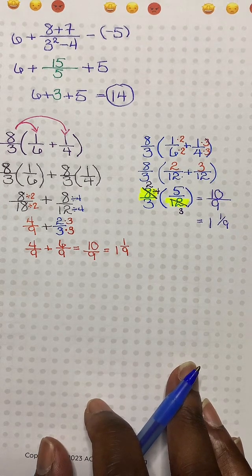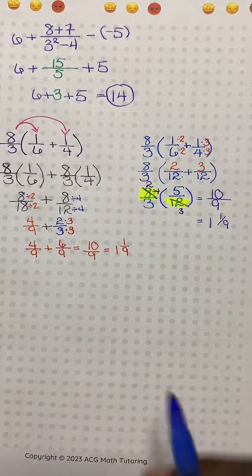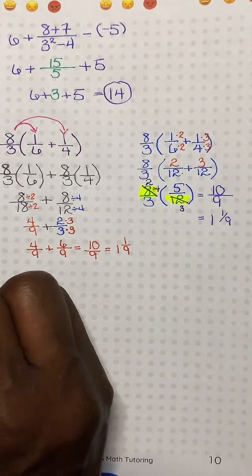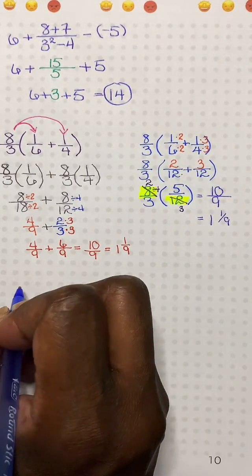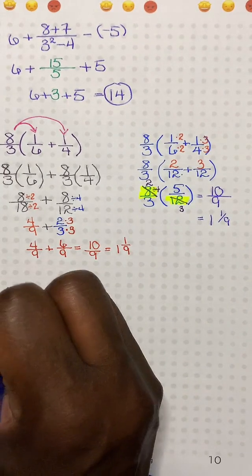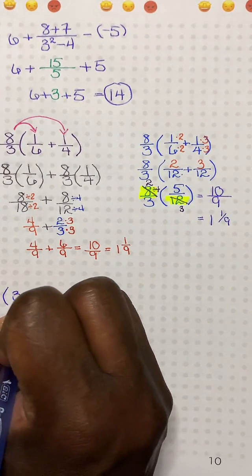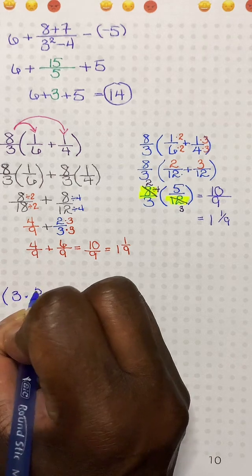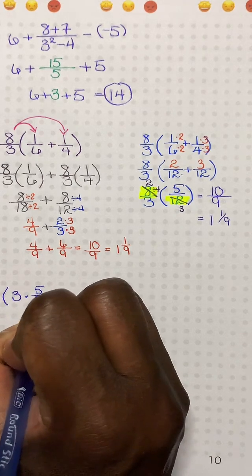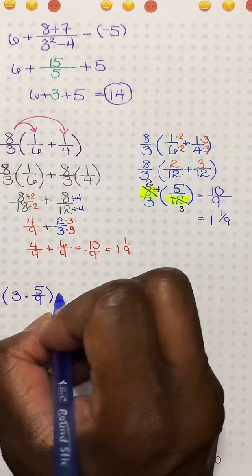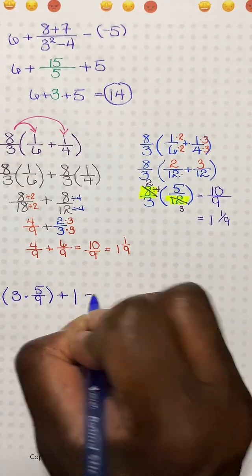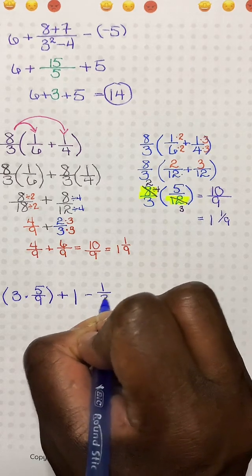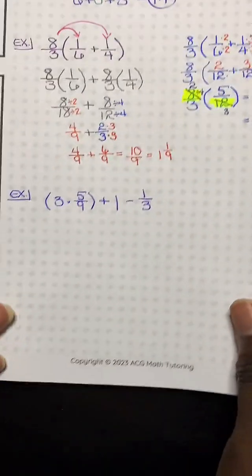Yeah, this is not that overwhelming, but let's try it. It's a little bit edgy. So we have 3 times 5 ninths plus 1 minus 1/3. She's like, oh, Audrey, you and the fractions.